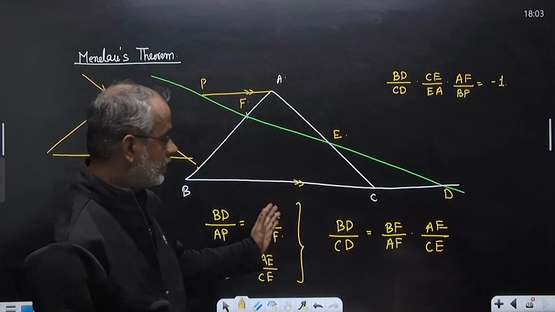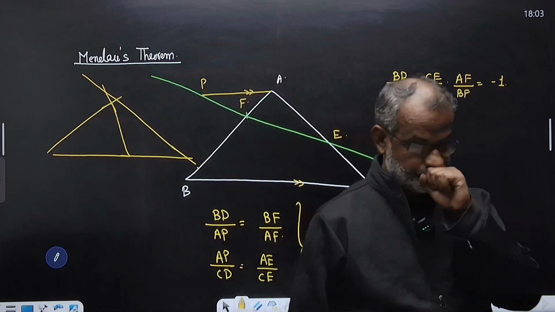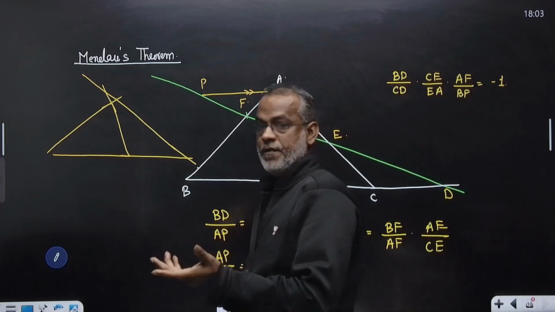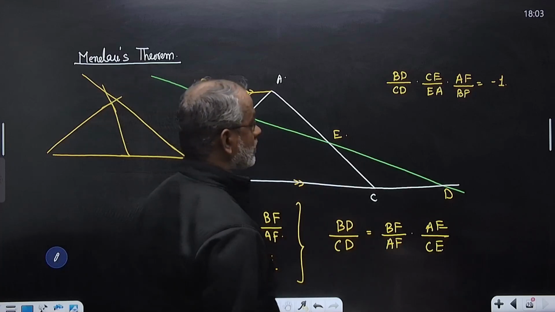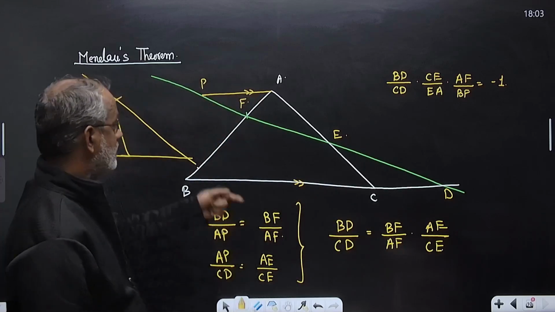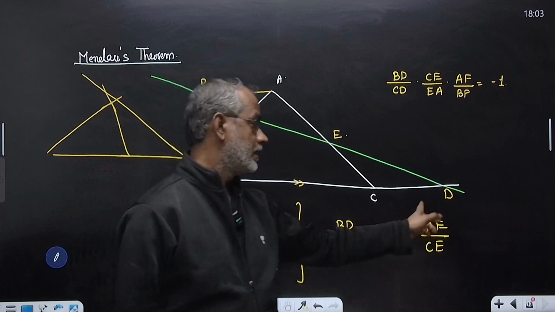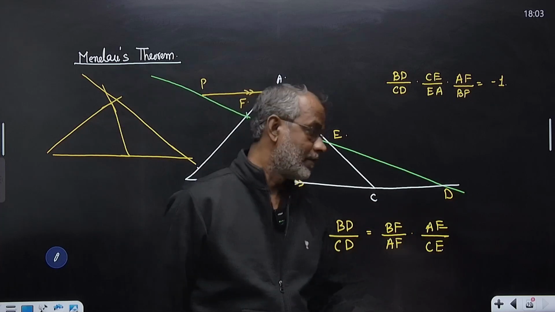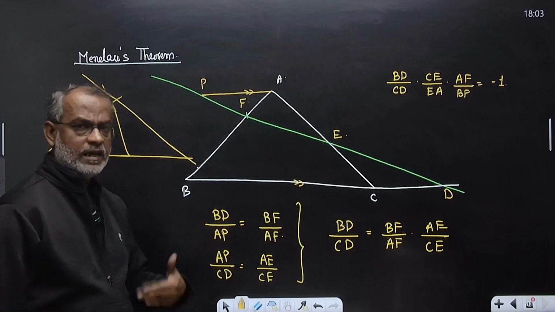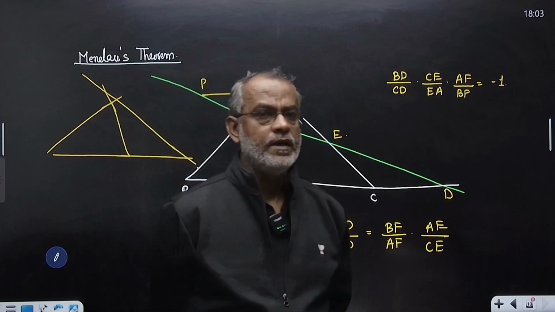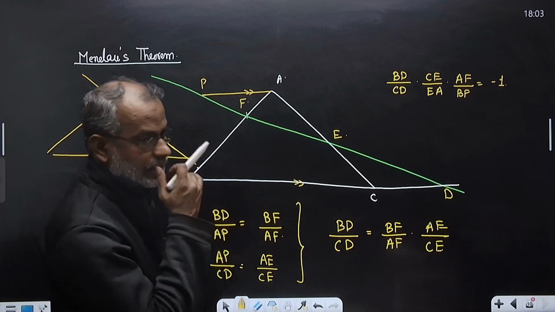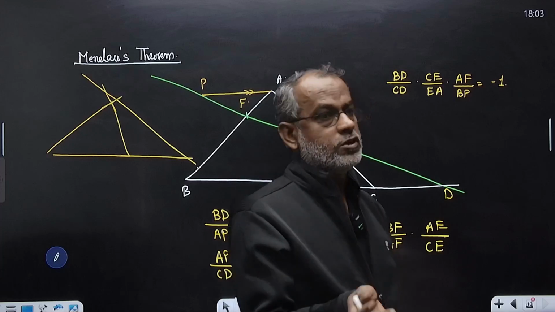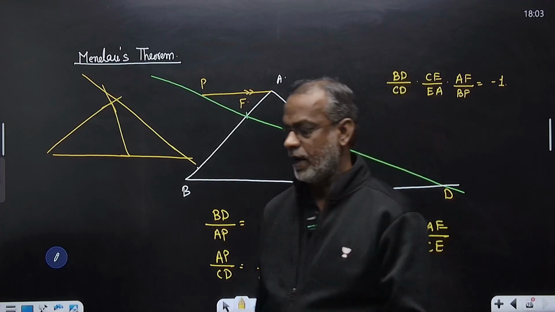We have taken the absolute values. We have not taken the sensed distances. See, if this is how you measure AP, then this will be negative. So that is why in length, generally in geometry, we confine ourselves to positive things only, but algebraically internal division is positive, external is negative. So that is how you factor in those things.